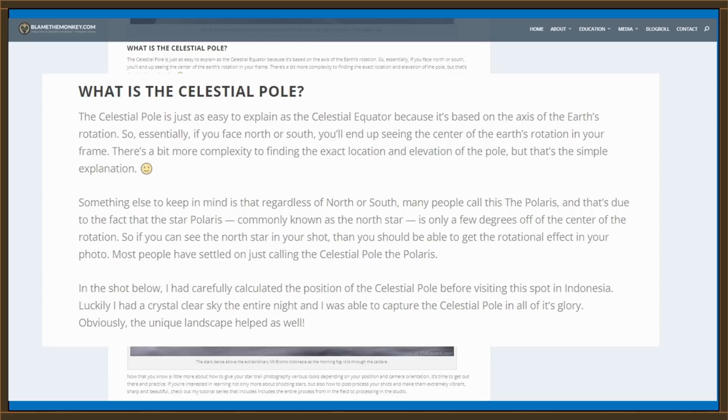Are you keeping up here, Mitchell? What the guy just told you is it could be either pole. People just refer to it as the Polaris.